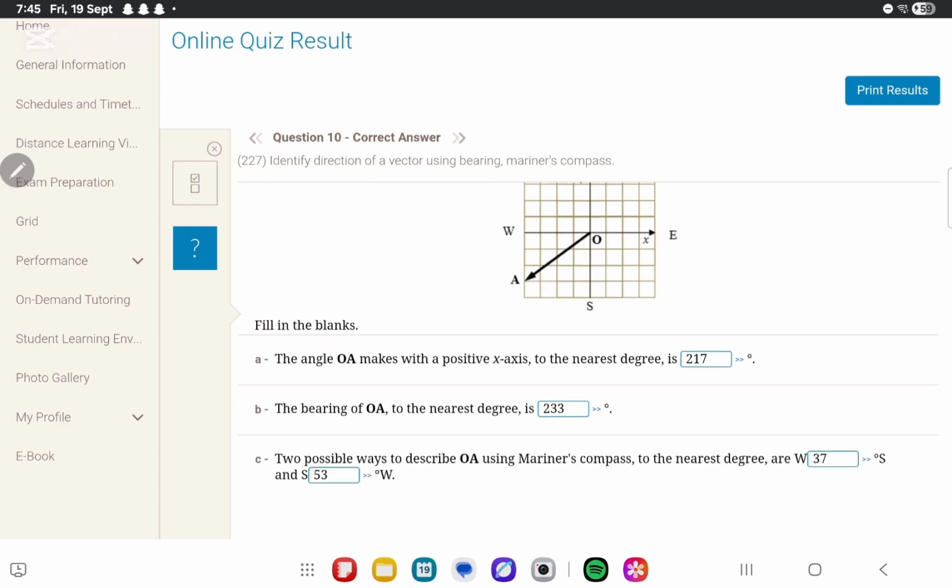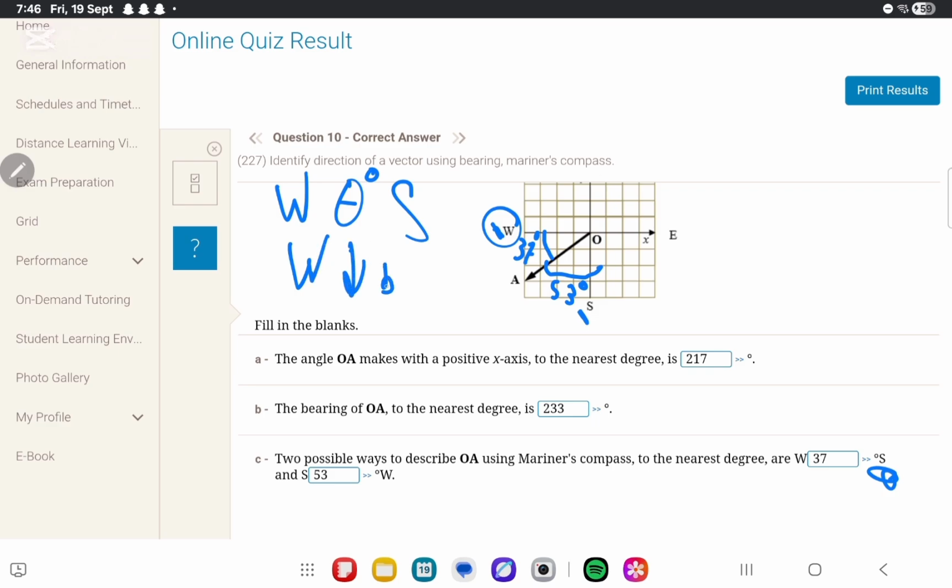So, is that it? No. There are two possible ways to describe OA using Mariner's compass. Let's say this here is 37, and this here is 53. Now this is west, this is south. This is how you read Mariner's compass. You start off at the west, and then you go a certain theta in another direction. Here they gave me south. So west theta south. I start off at west and go in the southern direction, so I'm going down by theta degrees towards south.